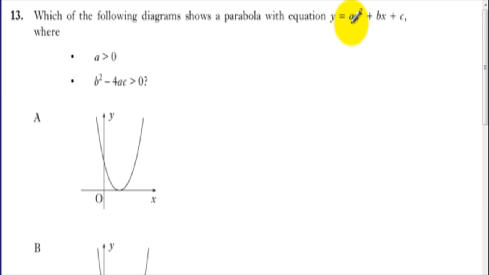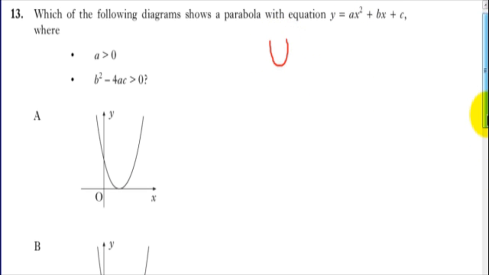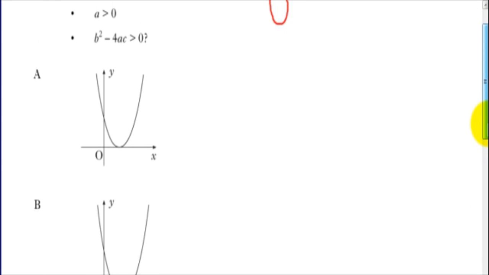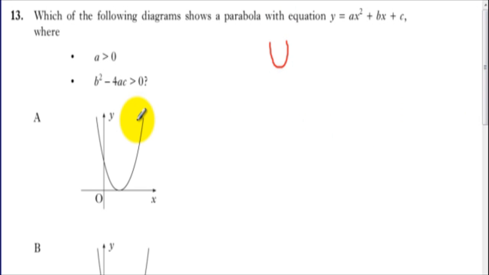Now in the quadratic, if A is greater than 0, that tells us that we've got a U-shaped parabola, which means the parts C and D are ruled out straight away. B squared minus 4ac greater than 0 means that we've got two separate roots. Part A has only got one root, part B has got two distinct roots, so part B is the answer.